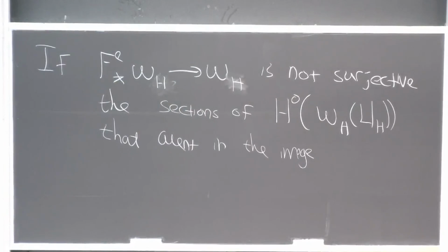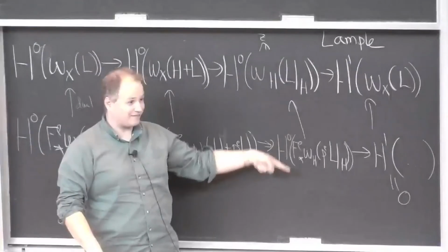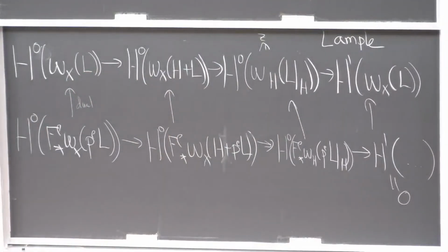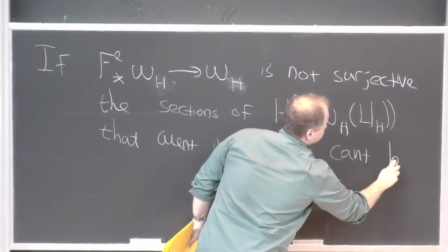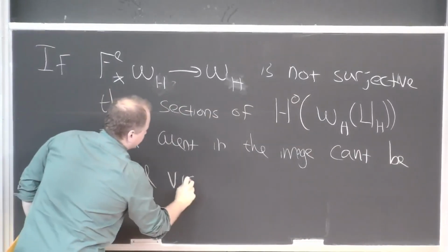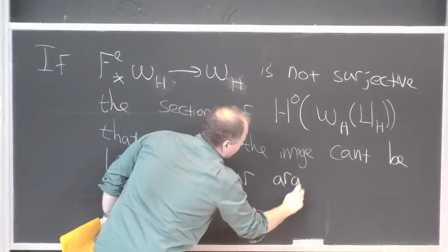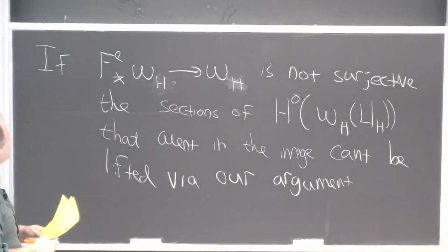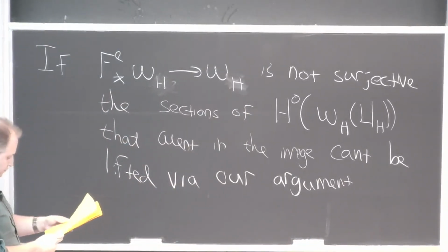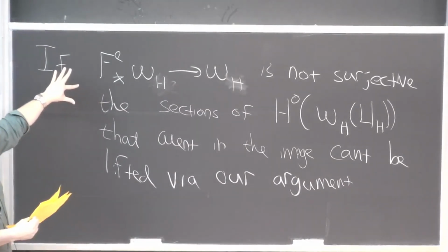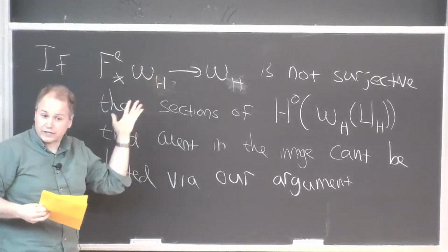If I have an element that cannot be in this image because this map is not surjective, then there's no way I can lift it using this argument. I'm not saying anything deep. Lifted via our argument. And so I think this at least brings us to our first question that we're going to consider: when is this map at least locally surjective?